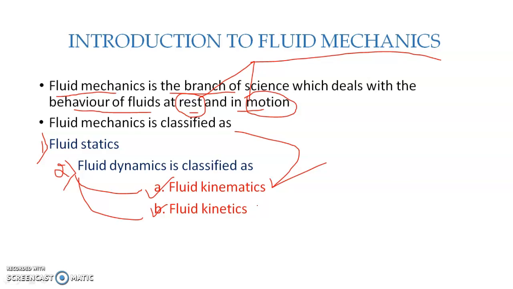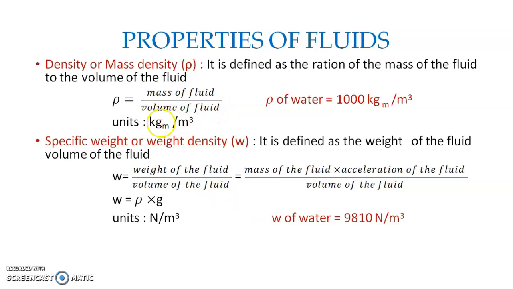Clear? Next topic, properties of fluids. Basically, the properties of a fluid. Properties means the different ways a fluid behaves. That is called properties. The properties are further classified into density, specific weight, specific volume, specific gravity. Okay, so density.